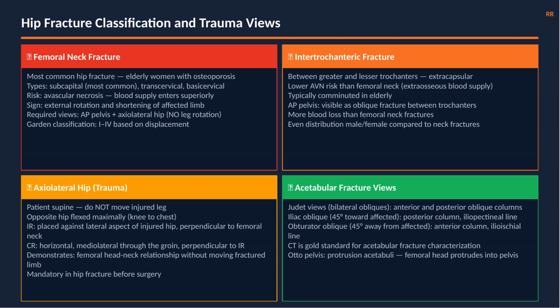Acetabular fracture, Judet views. 2 obliques taken bilaterally. Iliac oblique. Patient 45 degrees toward the affected side. Demonstrates the posterior column and iliopectineal line.